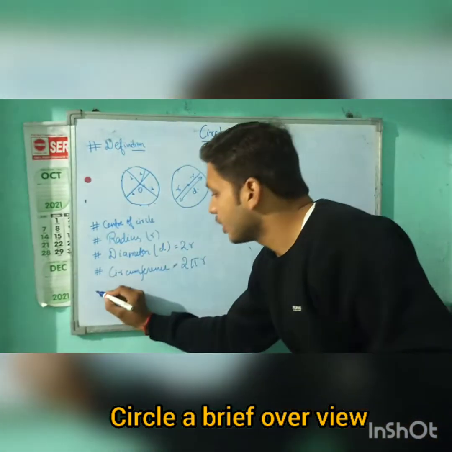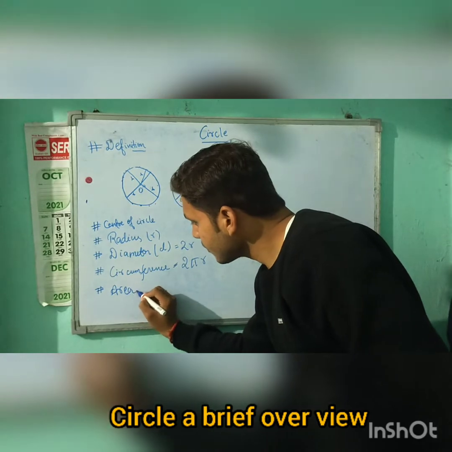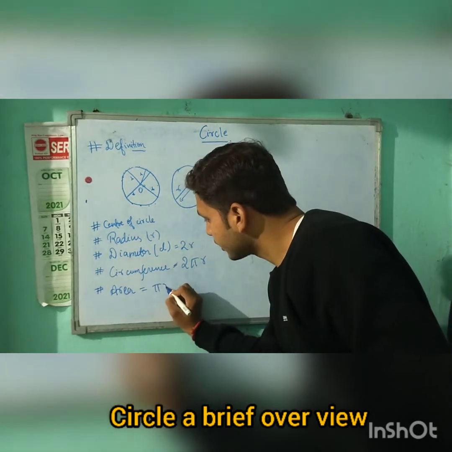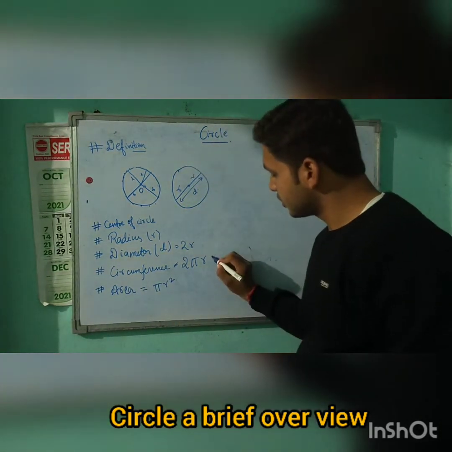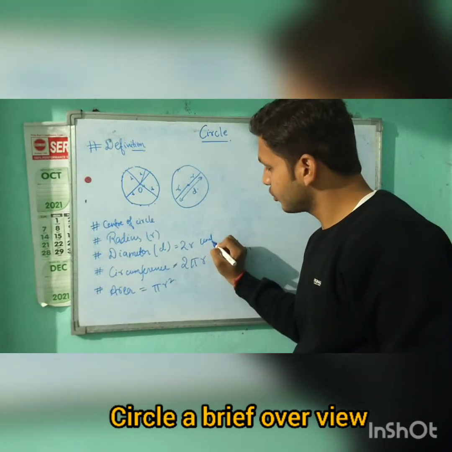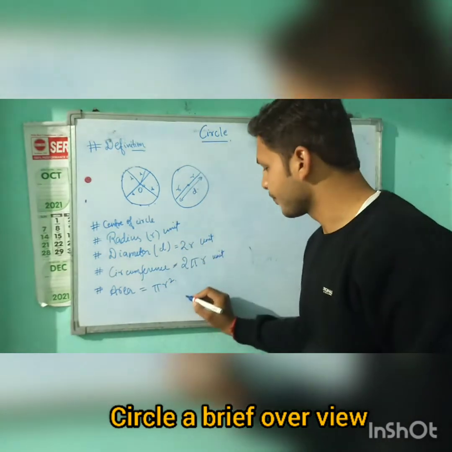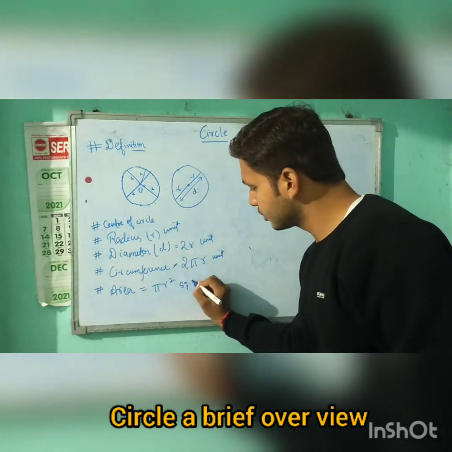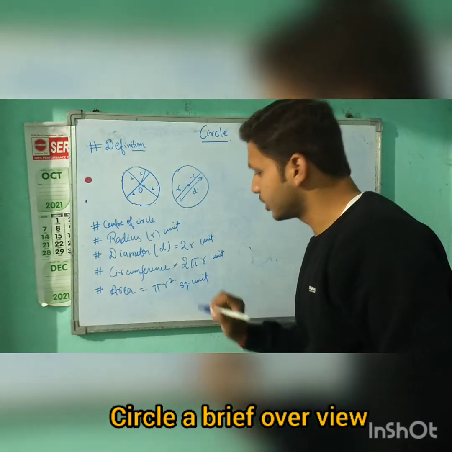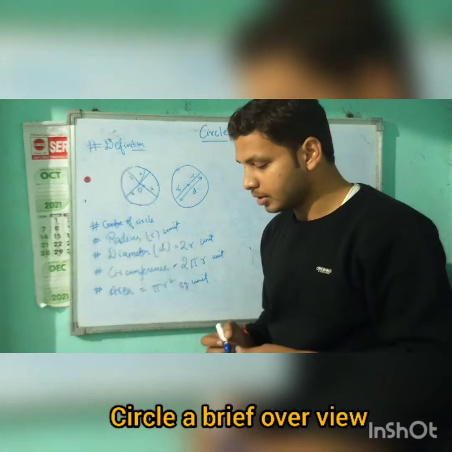Circumference. Again, the most important thing we have to learn is area. Area of a circle is pi r square. This has a unit. What will be the unit? Meter or centimeter, no issue. But this is a square unit. The most important thing about circle which we have read is that area.